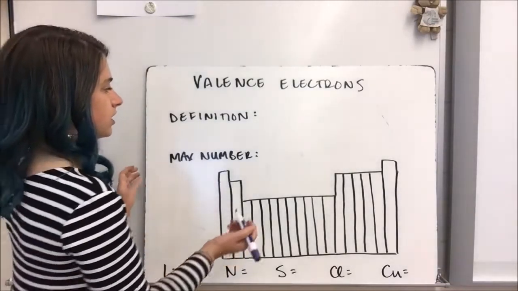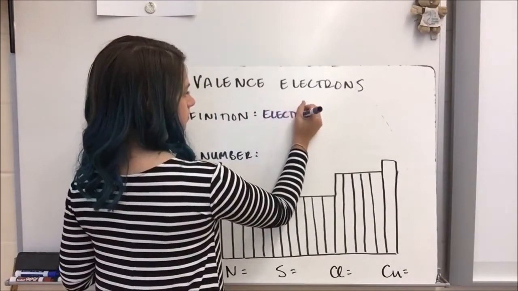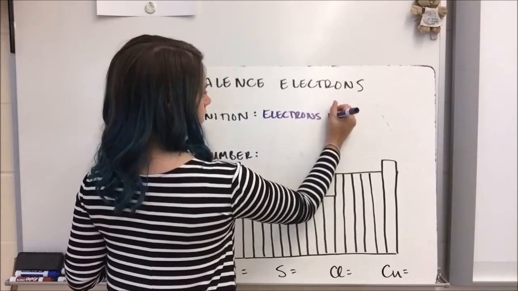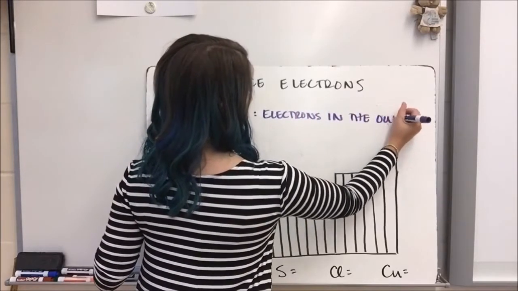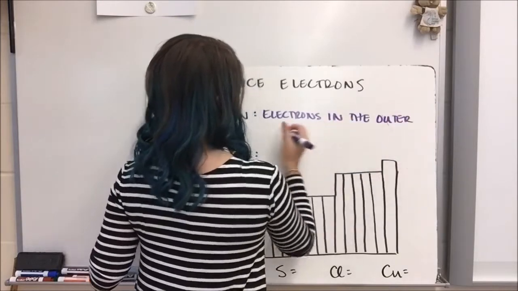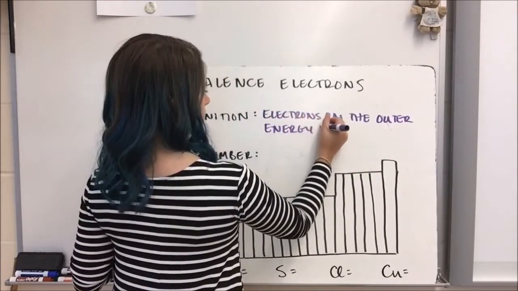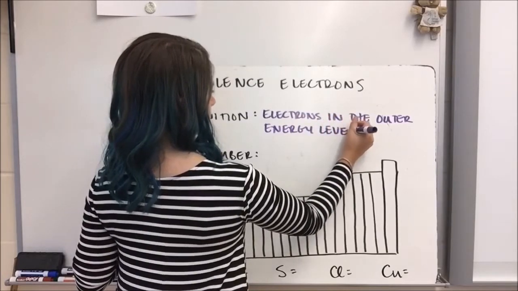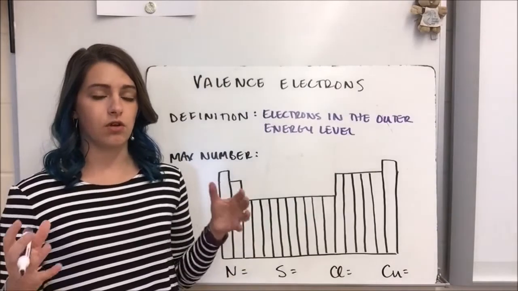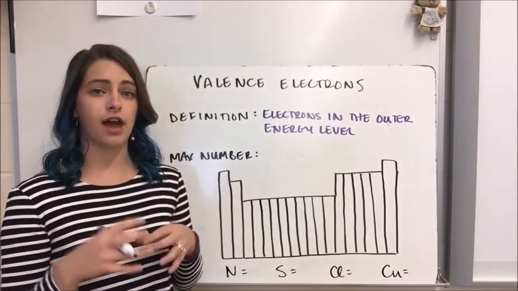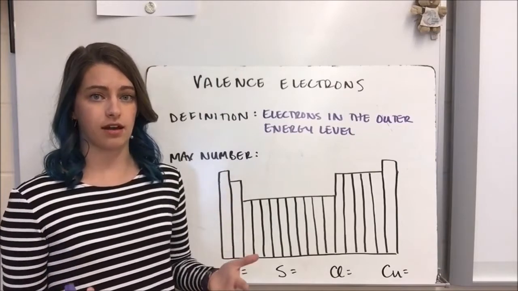So our definition is the electrons in the outer energy level. So they're the farthest ones away from the nucleus. So the inside electrons are not valence electrons. The valence electrons are the ones that are on the outside of the atom.